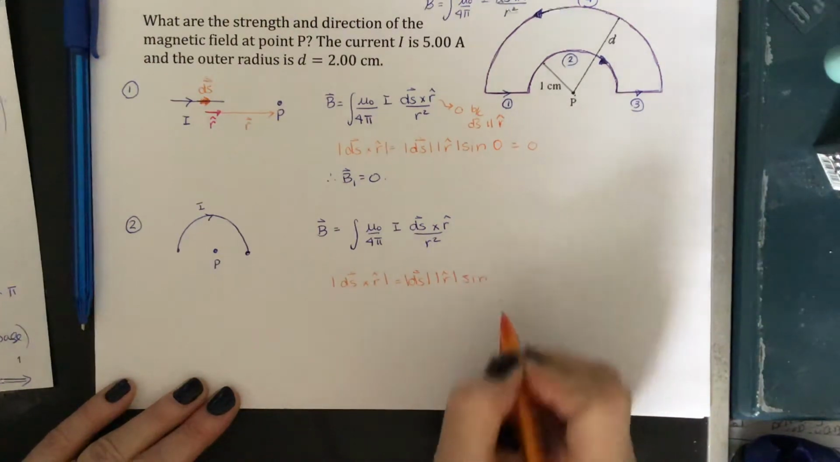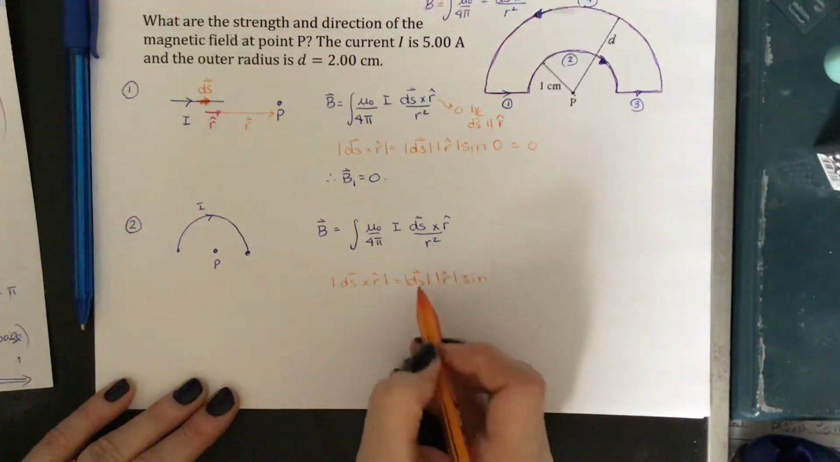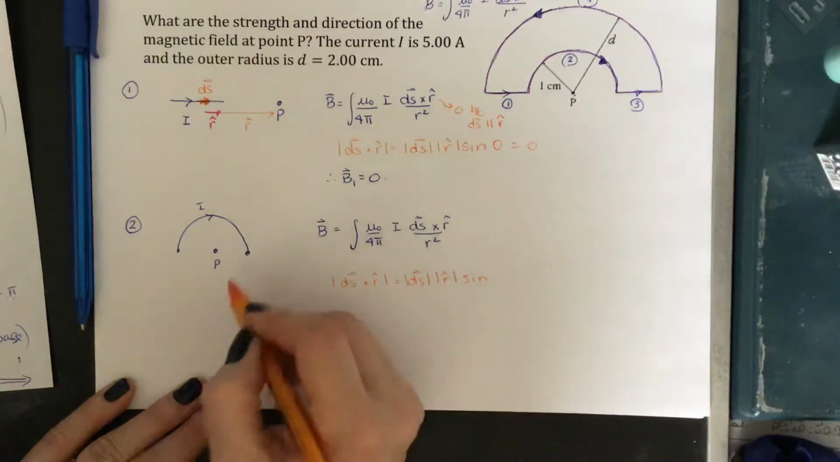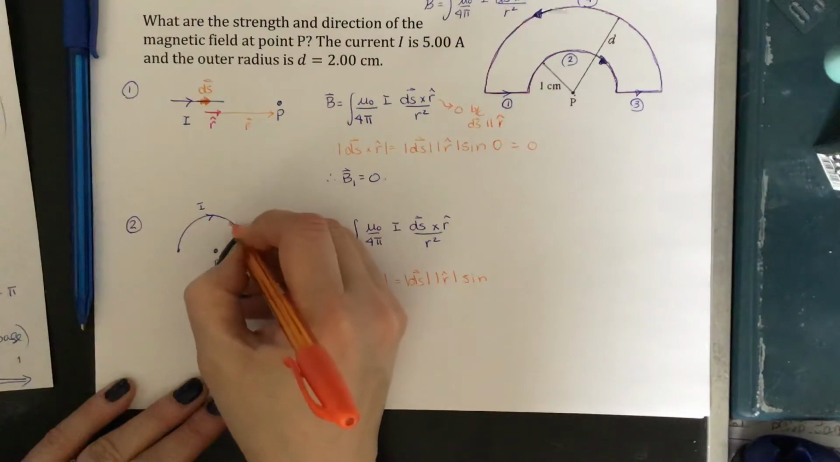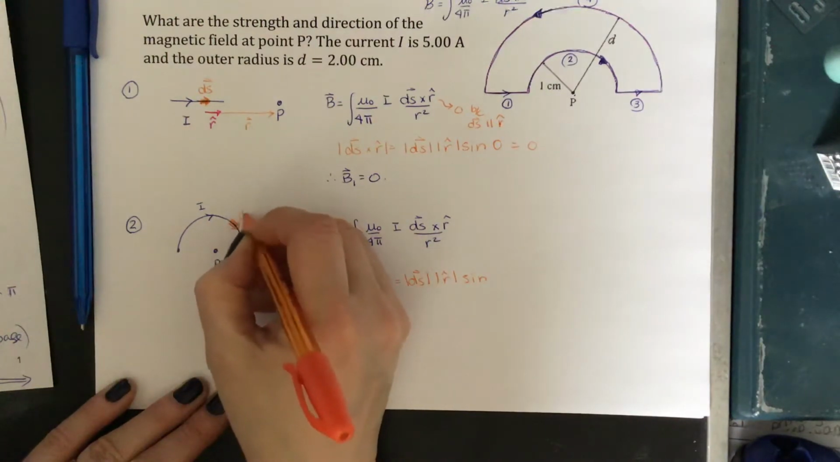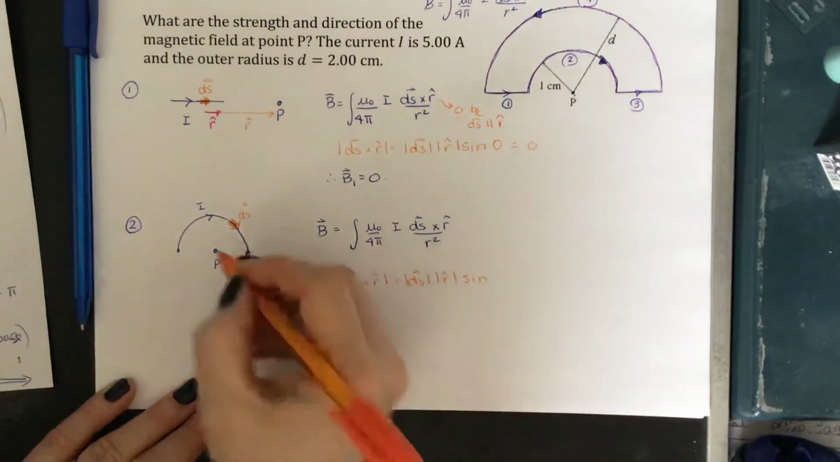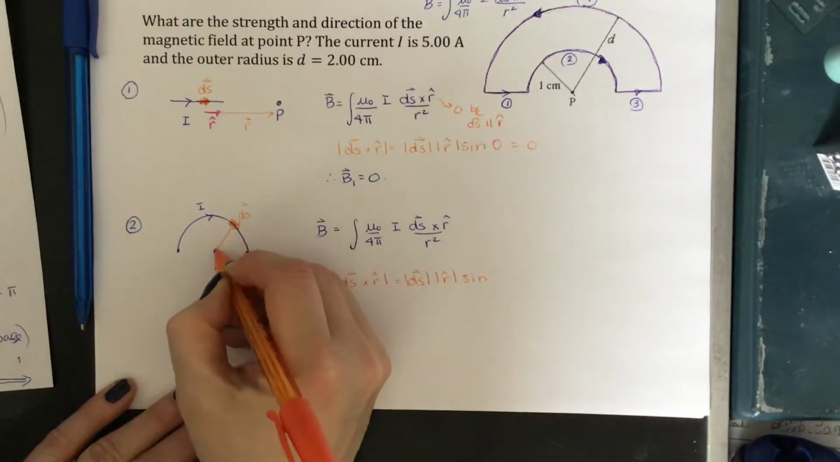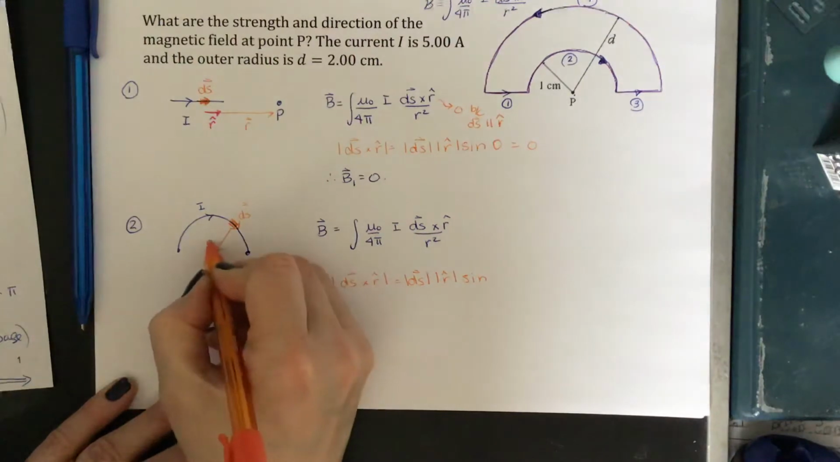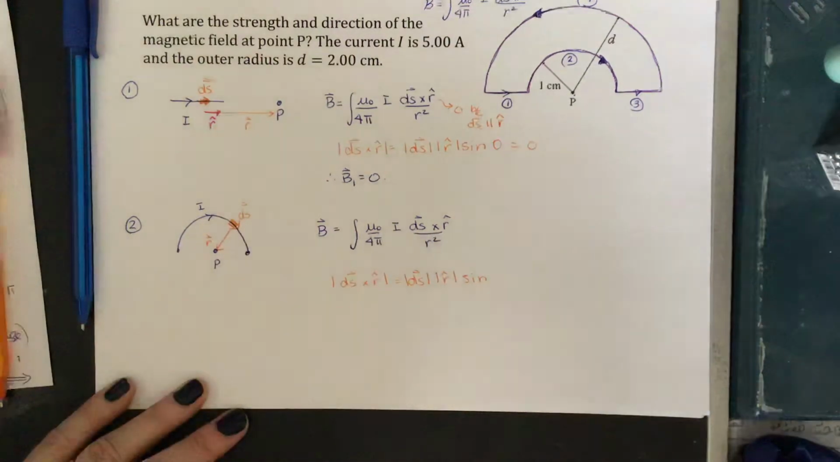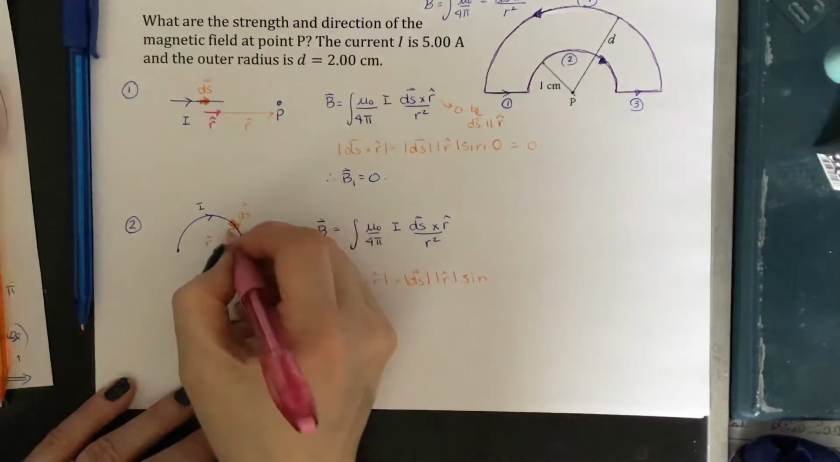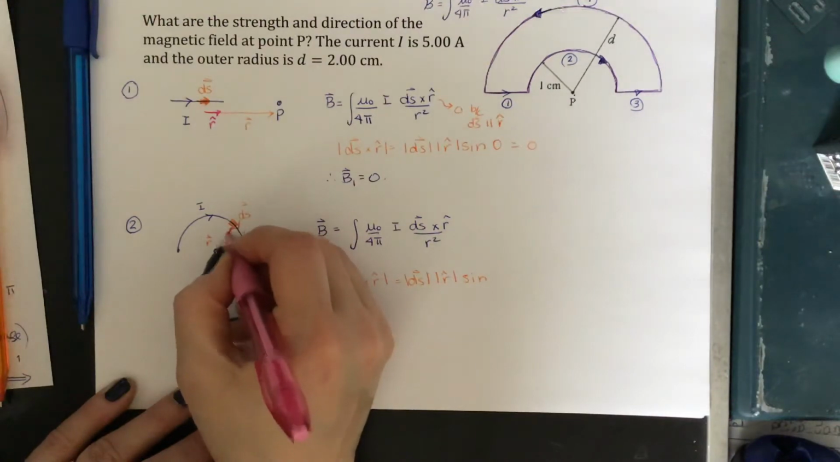Let's get these things straight. ds is a little bit of path along our wire in the same orientation as the current. So ds looks like this. R is the vector that goes from our path element to our point P. There's R. And r hat is a vector that points towards P, a unit vector in the direction of R.